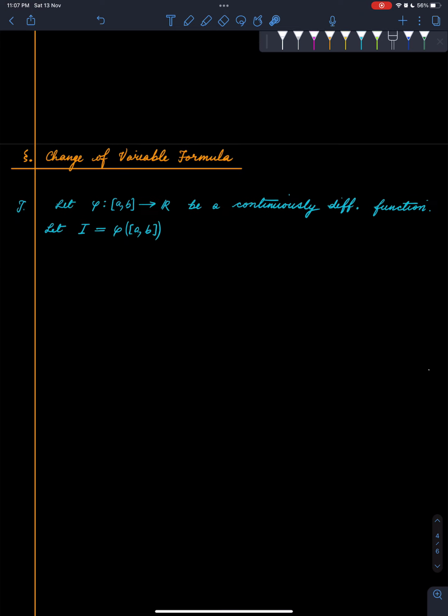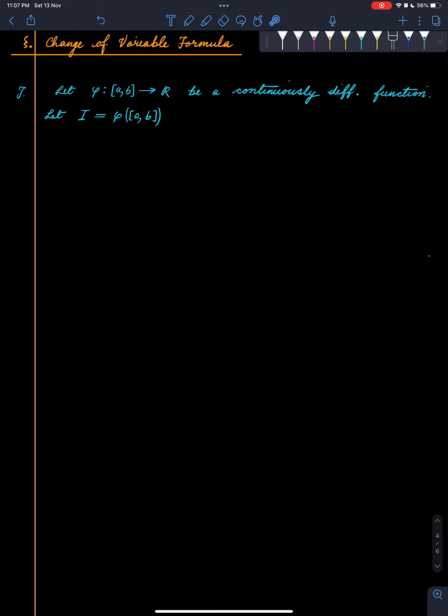Okay. And now integration by substitution, or change of variables formula. So here what we have is a continuously differentiable function phi, and let's say I is the image of that function. So then what we have is some function defined on the image of phi. So let f be a continuous function. I think it is enough to just assume integrability of f, but let me do it for continuous functions.